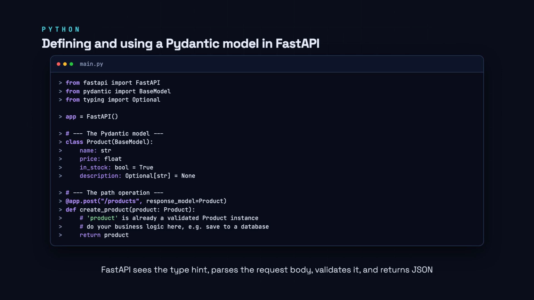If any required field is missing or the wrong type, FastAPI responds with a 422 before your function is ever called. The response_model equals Product annotation tells FastAPI to serialize the return value using the same schema, filtering out any extra fields you did not declare.